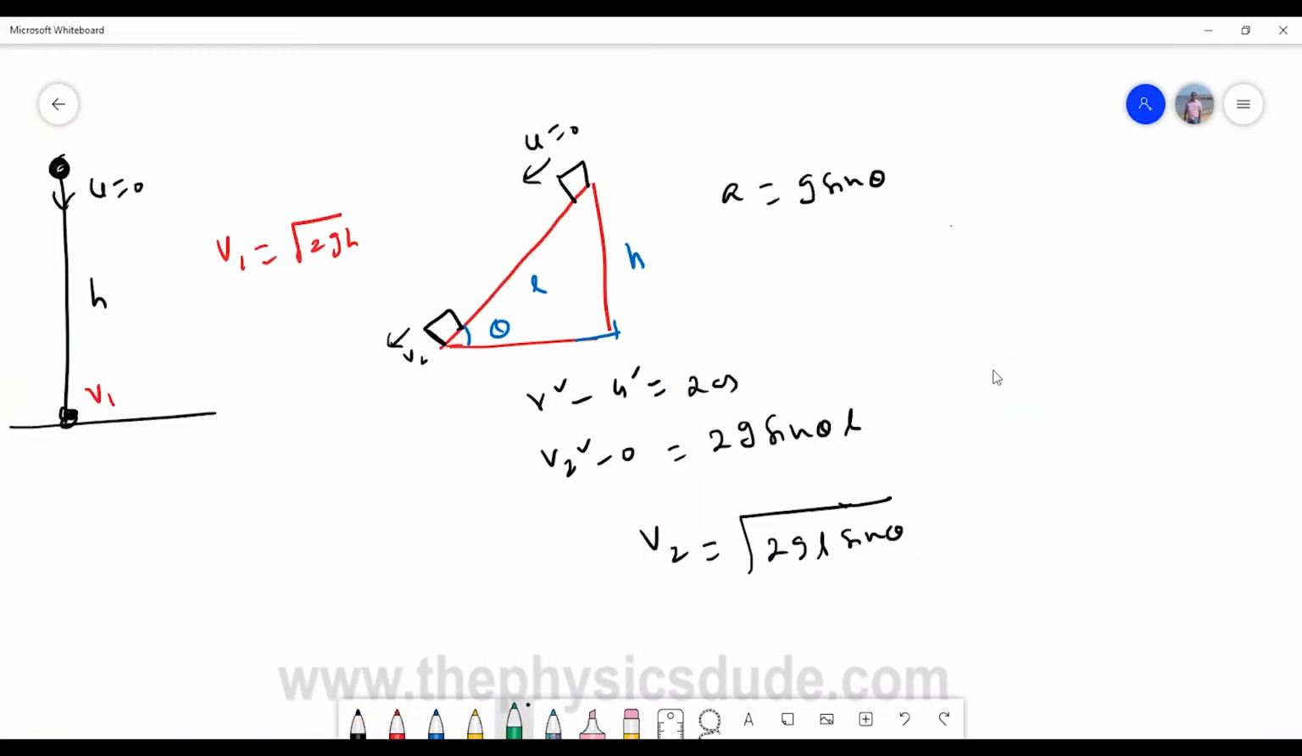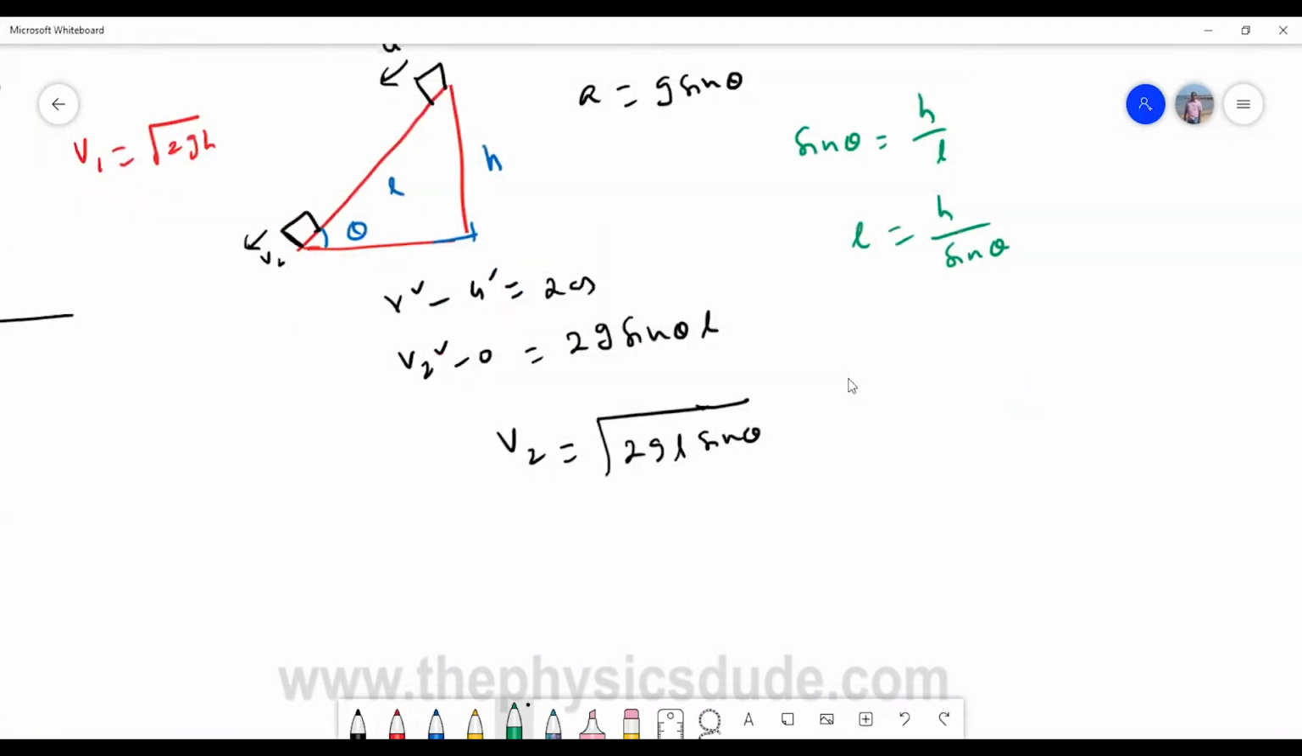So from the figure, what is the sin θ I can have? h upon l. So in the place of this l, I can write h upon sin θ. Now I'll substitute here. So again, root over 2g h by sin θ, into sin θ. Sin θ cancels again, and we proved that it is root 2gh.